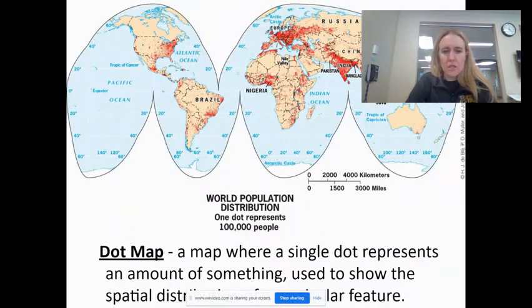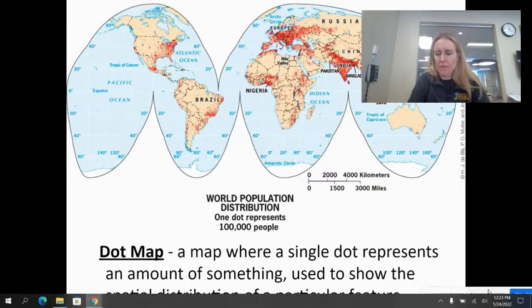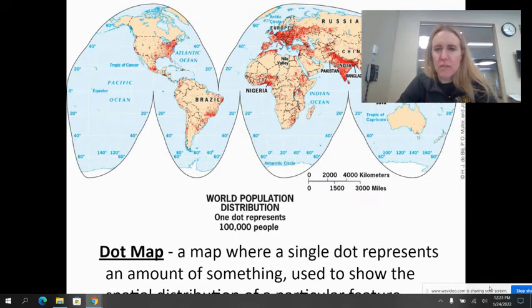I am going to just remind you, you're not going to have to learn these terms because we just did in the previous lesson. But one way that we can take a look at population is through dot maps. A dot map will show you the distribution of world populations. Once again, this is the same map we took a look at before. One dot represents 100,000 people.